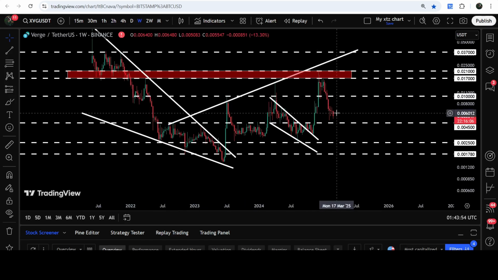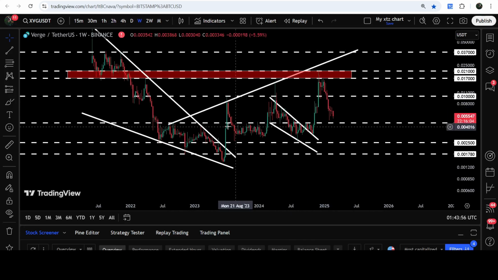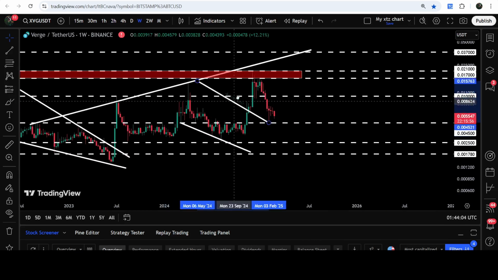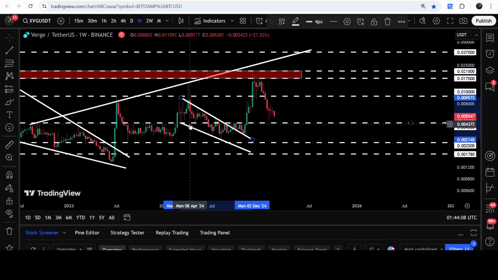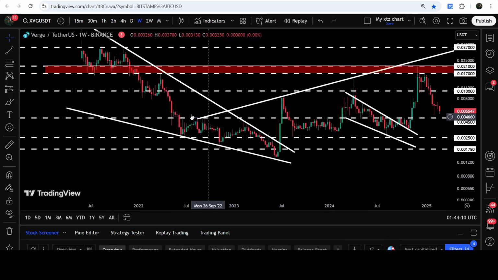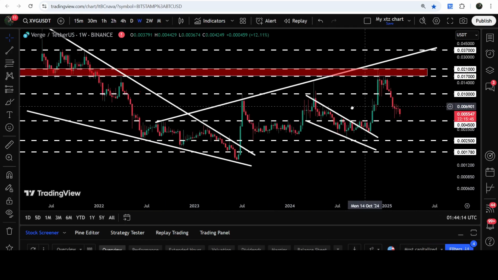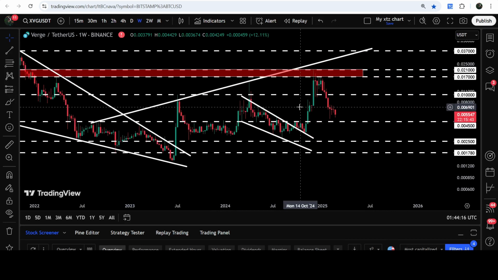Recently, we have broken down this support of 1 cent, which was also acting as resistance here. And now we are about to hit this next long-term support of $0.0045. By the way, this $0.0045 level has been working as a very strong resistance here for several weeks, and support here and resistance here. For several weeks or months, it has also been working as a resistance here. Therefore, it can work as a very, very strong support for the price.